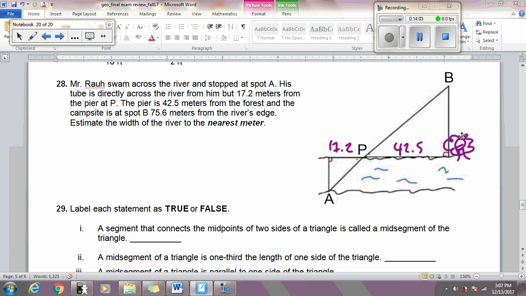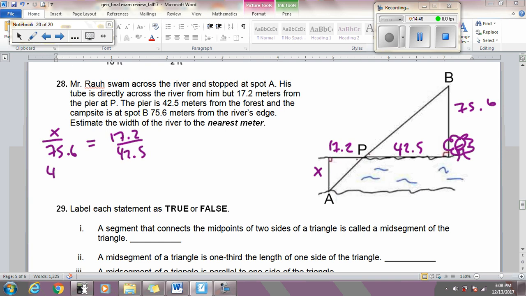The campsite at spot B is 75.6 meters from the river's edge. So 75.6 is this side from B to the river. Estimate the width of the river. So the width of the river is represented by this side of the smaller triangle. So our proportion would be x is to 75.6 as 17.2 is to 42.5.